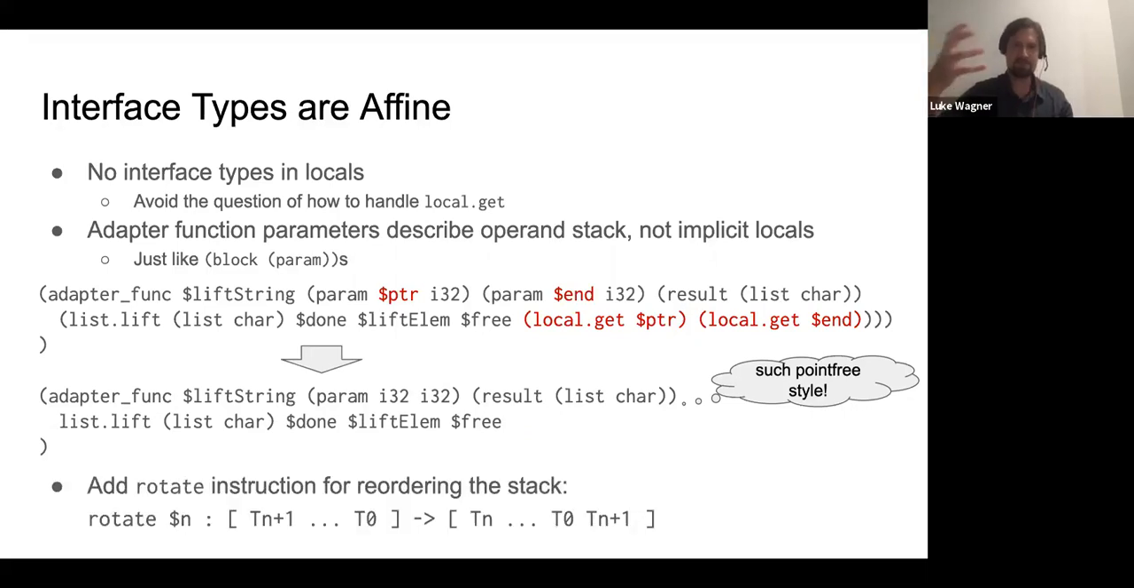Now, of course, if things are on the stack in the wrong order, another reason people classically use locals is to reorder the stack. Well, if we add a rotate instruction, then you can do that, and it maintains the affinity. So that's why I think rotate is a cool instruction. Also add it to core WASM, that way you can just import it. It's not a special adapter thing. So that can make interface types affine, which gives us a well-defined place where destructors are called, and it avoids all this repeated lifting question.